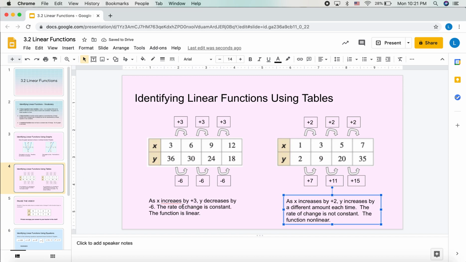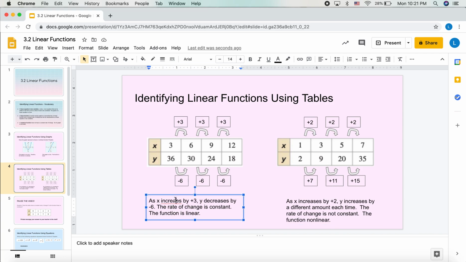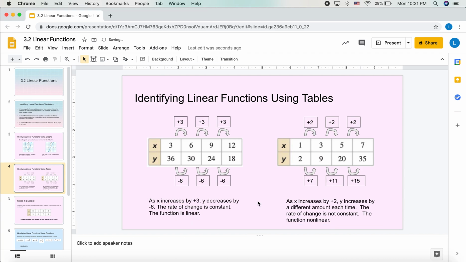All right. So just to emphasize the key idea on this slide, when we are looking at a table and we notice that the x values are changing by the same amount each time, as well as the y values are changing by the same amount each time, that means we have a constant rate of change, meaning the function that is being represented is a linear function. And when we do not have a constant rate of change, the function is non-linear.